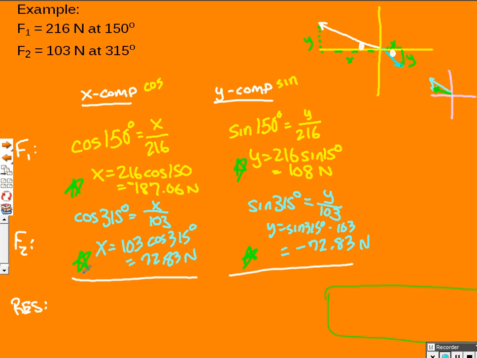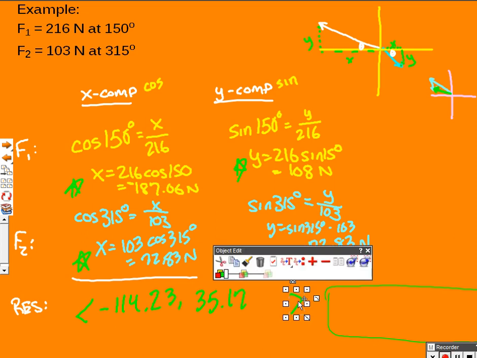So all you're going to do now is you have a pair of y values and a pair of x values. So your resultant vector, and we're going to put it into that vector notation, is just going to be adding those two parts together. You get negative 114.23 newtons for the x component, and you get 35.17 newtons for your y component.